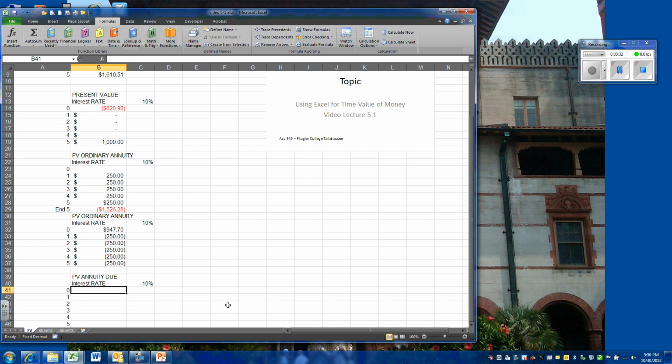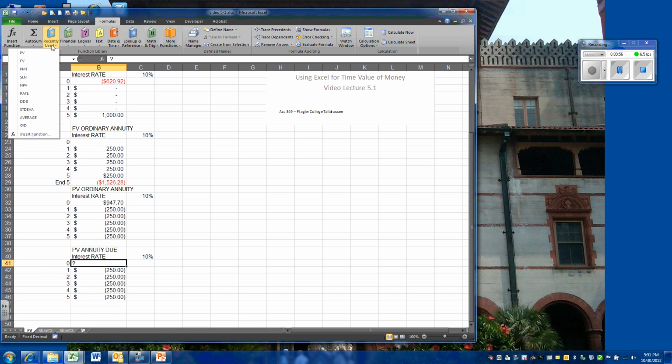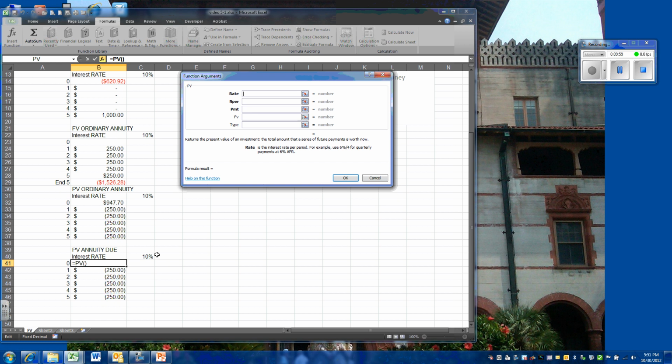What if we make our payments at the beginning of the period? So again, we use the same cash flow. We have payments of $250 over a 5-year period at 10%. This is again a present value calculation. We'll take our rate of 10%. We'll be making 5 payments. The payment amount is $250. And now we need to tell Excel that the payments are being made at the beginning of the period.